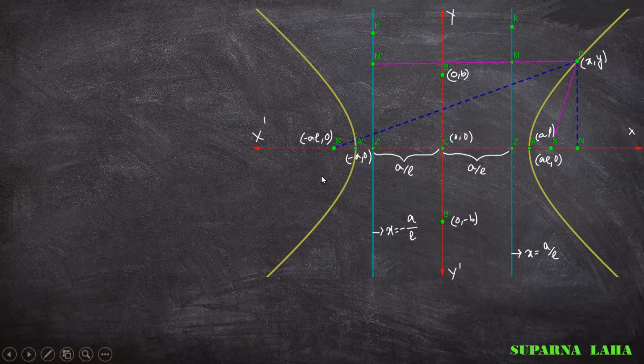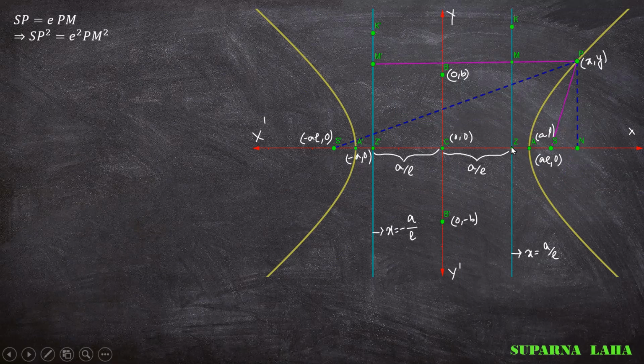Now, according to the definition, SP and PM are in a constant ratio, which equals E, so SP equals E into PM. So just put in the values of SP and PM. SP is the distance between x comma y and AE comma 0, and PM is the distance from the line x equals A by E.